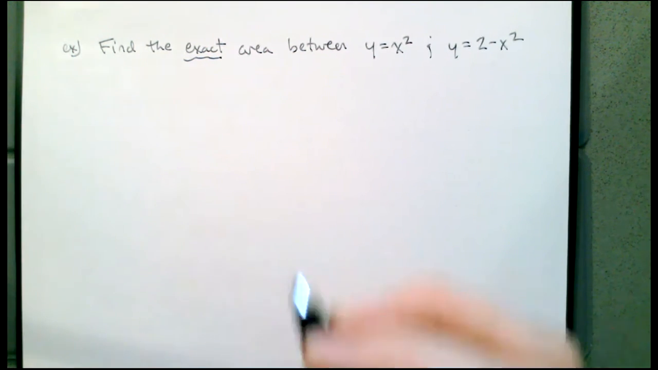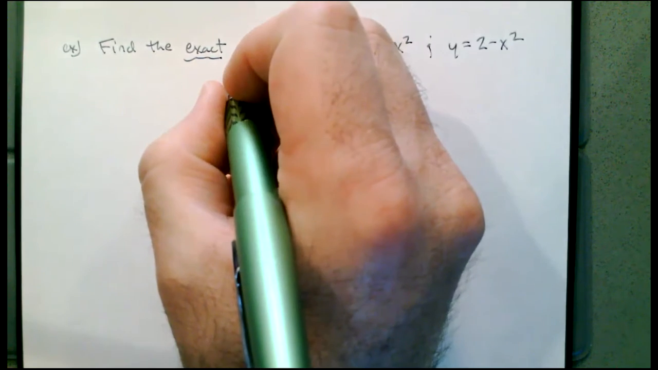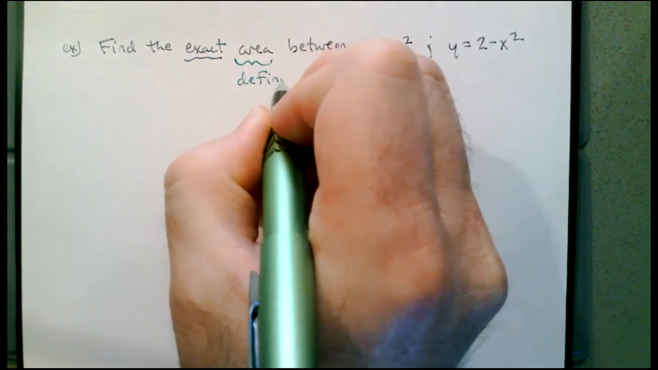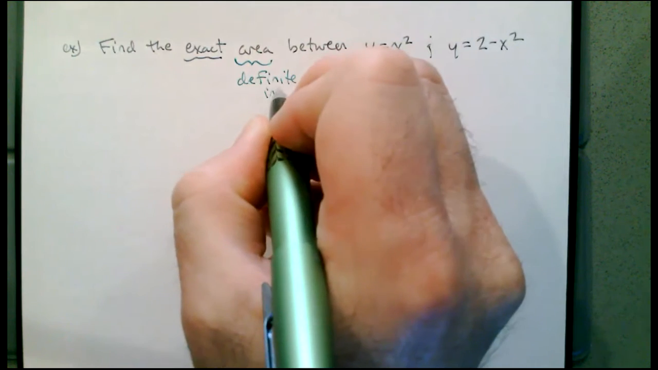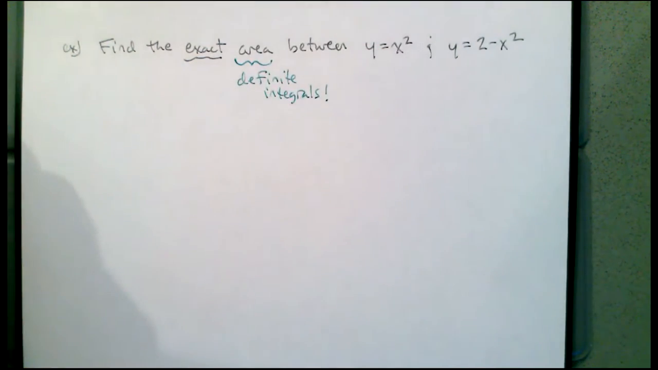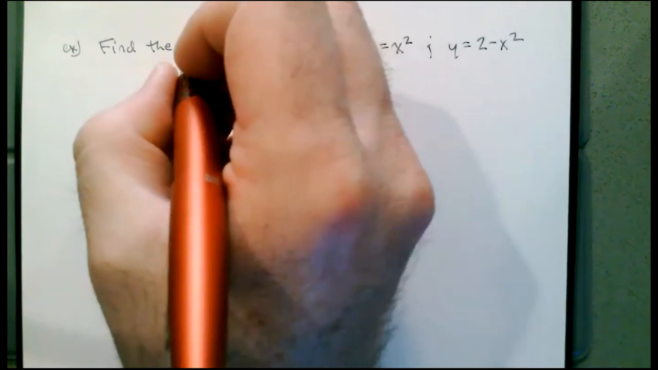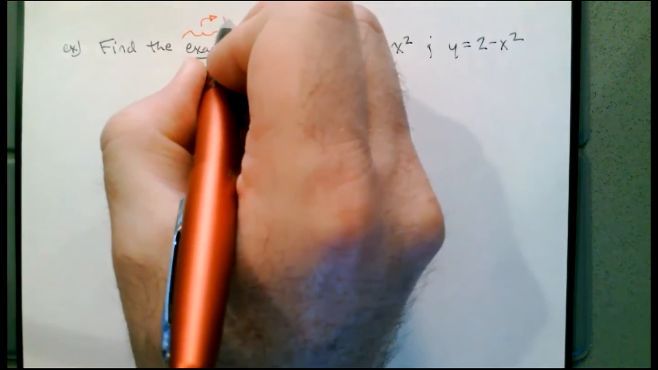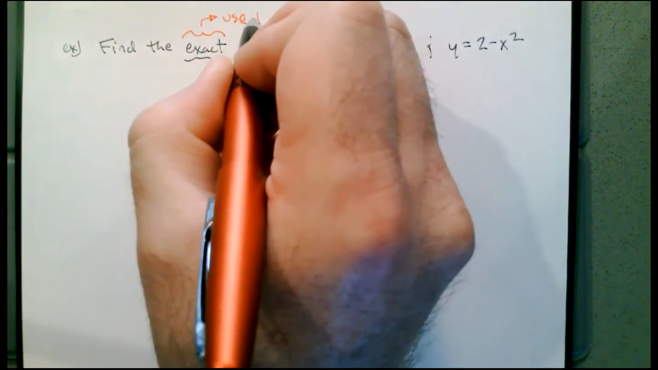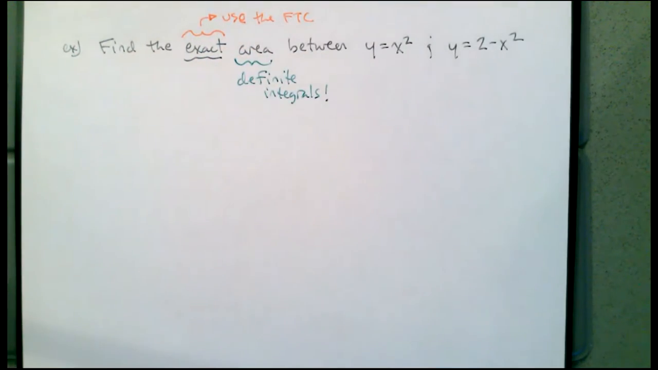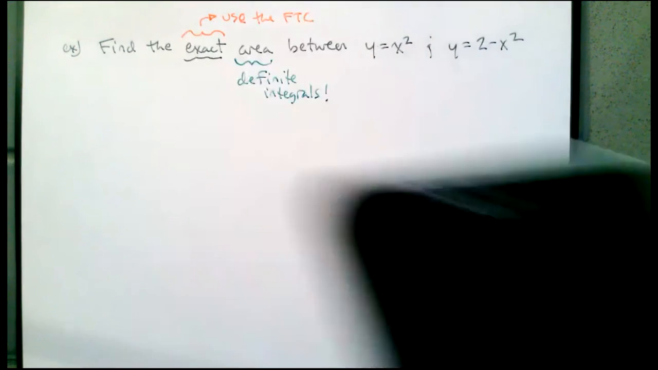Area, this part makes us think definite integrals. And since I invoke the exact value, the exact area, that makes us think we're going to have to use the fundamental theorem of calculus rather than just approximating it with our approximation machine.